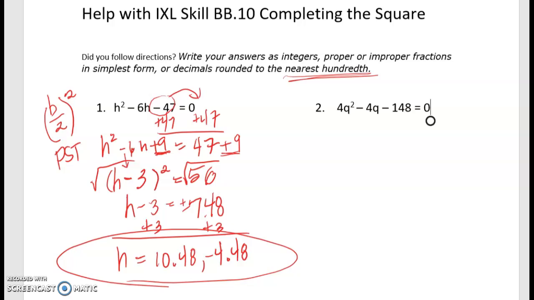All right, let's look at problem number 2. If you notice, this one has a leading coefficient, so the first thing I'm going to do is simplify by dividing everything by 4. Using my calculator, 48 divided by 4 gives me 12. Oh, sorry, I just took that 4 away. Divided by 4, let me fix that. So I have q squared minus q minus 37 equals 0.